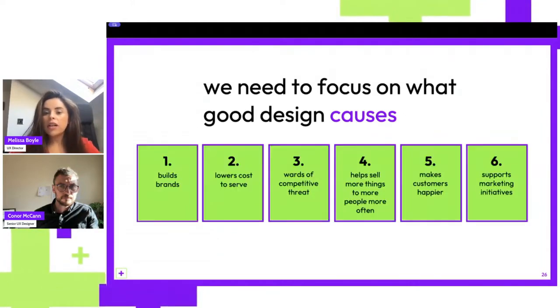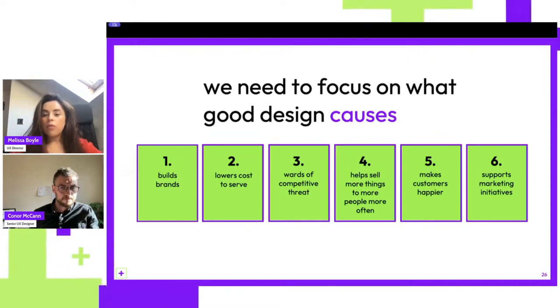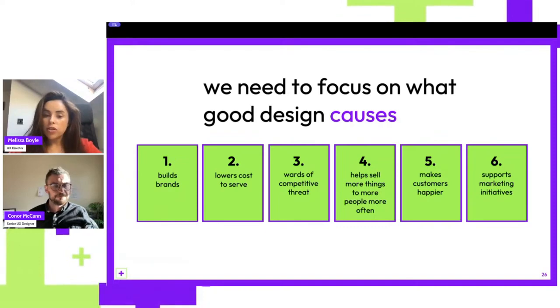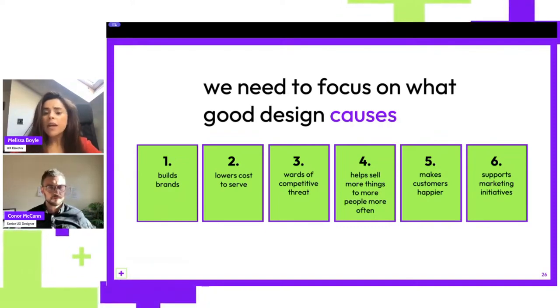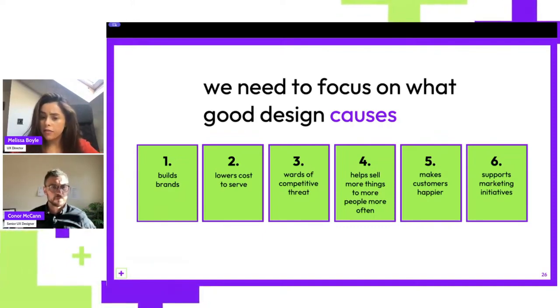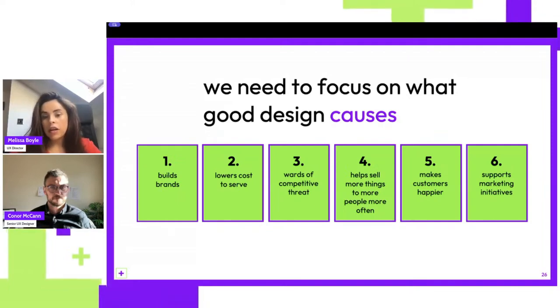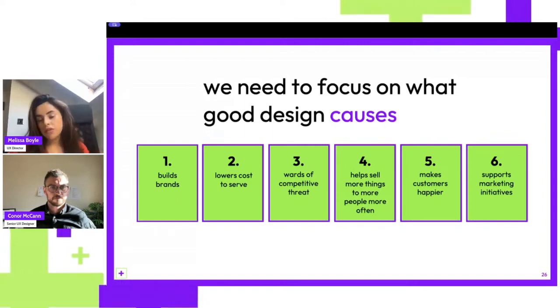So often when our clients commission us to do some work, they commission us for the following reasons or for the following design causes. They want to build their brand. They want to be able to serve their customers at a lower cost. They may want to ward off some competitive threat in their market. They want us to help them to sell more things to more people. They want to make their customers or users happier. And often they want their experience to be able to support their marketing initiatives as well.